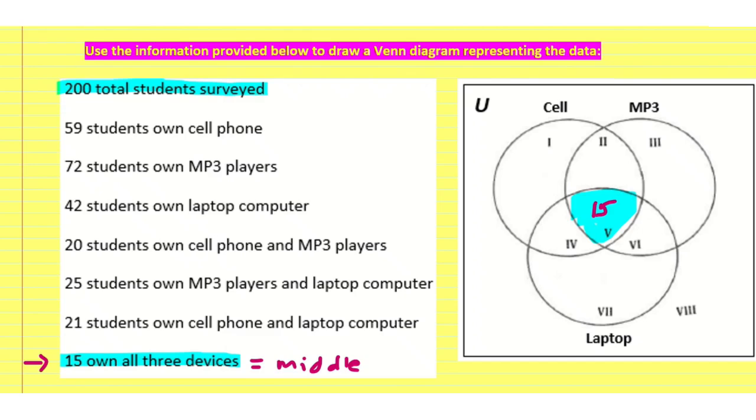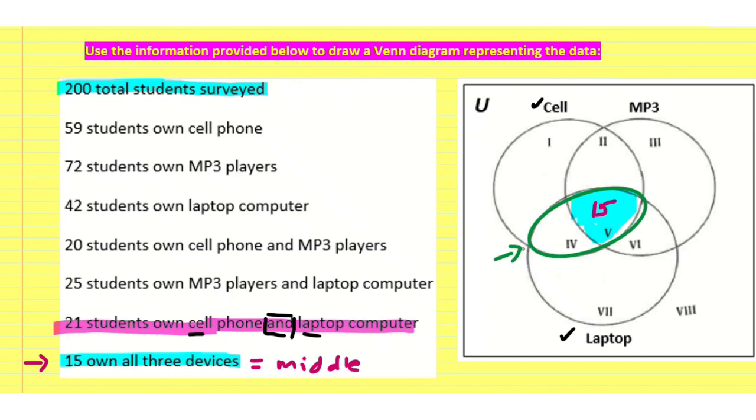Okay, so the next thing I'm going to look at is 21 students own a cell phone and a laptop. Again, the word and is about an intersection or an overlap. So we want to look at cell phones and laptops. So here is cell phones and laptops. So that means that the intersection between those two is going to be here. It's going to be this whole section, right there.